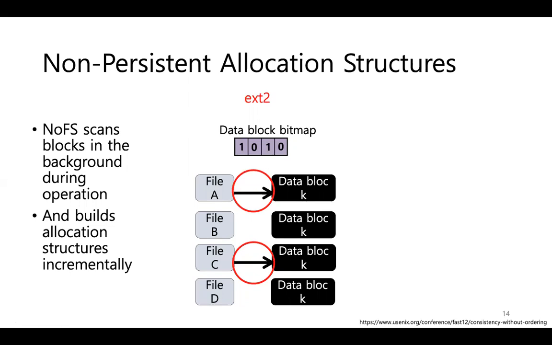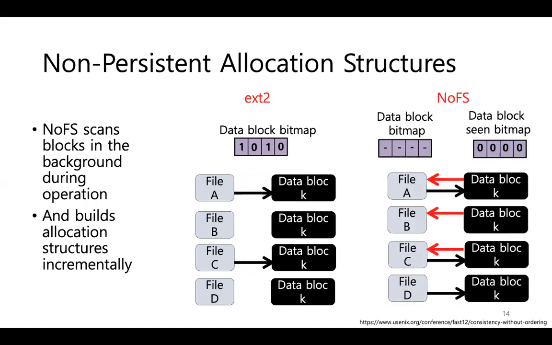While this is happening, we can't do anything. It's the scan at the beginning of the reboot. We can't use the file system while this is in place. But in NoFS, it's built incrementally during operation of the file system. So they have a data block bitmap like before, but they also have this bitmap, which they call a validity bitmap, but I've just called it the seen bitmap in these slides.